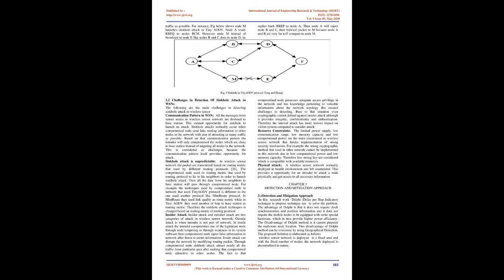2.2 Challenges in detection of sinkhole attack in WSNs. The following are the main challenges in detecting sinkhole attack. First, the communication pattern in WSN: all the messages from sensor nodes in a wireless sensor network are destined to the base station. This creates an opportunity for sinkhole to launch an attack. Sinkhole attacks normally occur when compromised nodes send fake routing information to other nodes in the network with the aim of attracting as much traffic as possible.